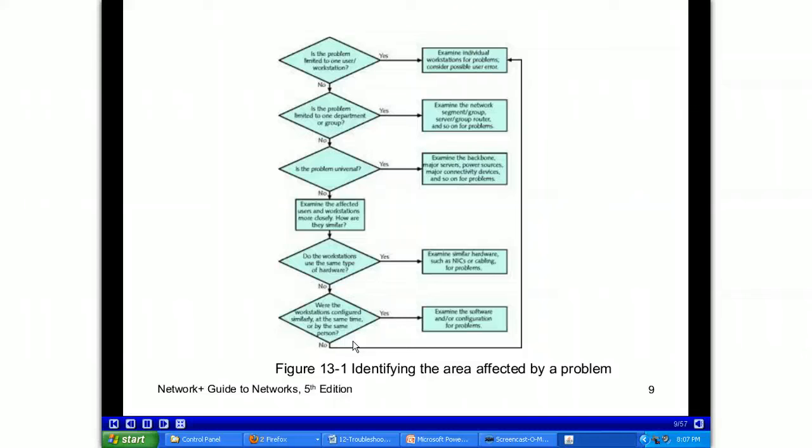No. Examine the affected users and workstation more closely. How are they similar? Do the workstations use the same type of hardware? No. Were the workstations configured similarly at the same time or by the same person? Yes. Examine the software and configuration of the problem. It might be, in this case, Adobe Acrobat had an update about a month ago that caused intermittent network problems on all networks that downloaded this update. And a lot of networks had to back off on that update, backtrack and uninstall it because it caused wireless connectivity issues, dropping wireless connections.